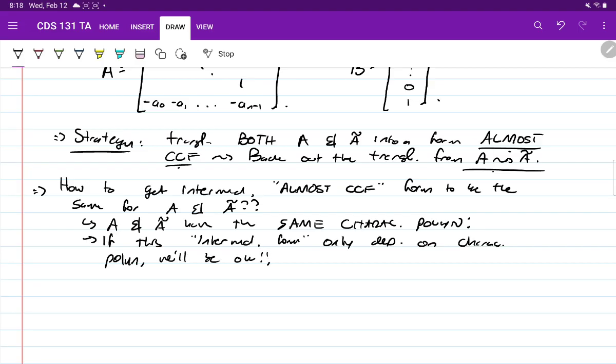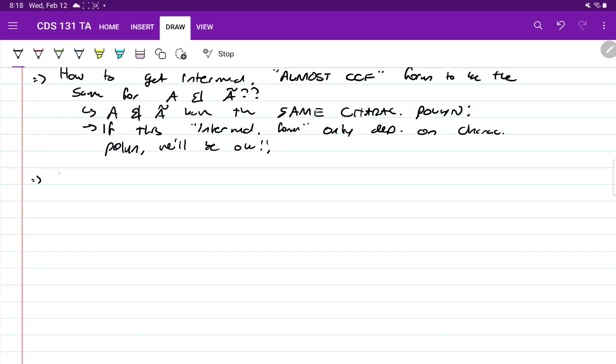Because if the transformation into this new intermediate form only depends on the characteristic polynomial, and A tilde has the same characteristic polynomial, then it follows that this intermediate form should be the same for both of them, right? Okay, so let's figure out what we should do. Let's start by constructing a transformation for A, okay?